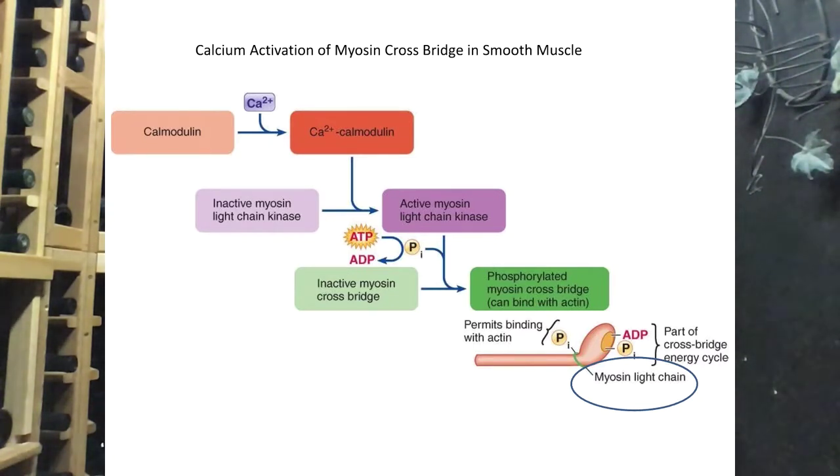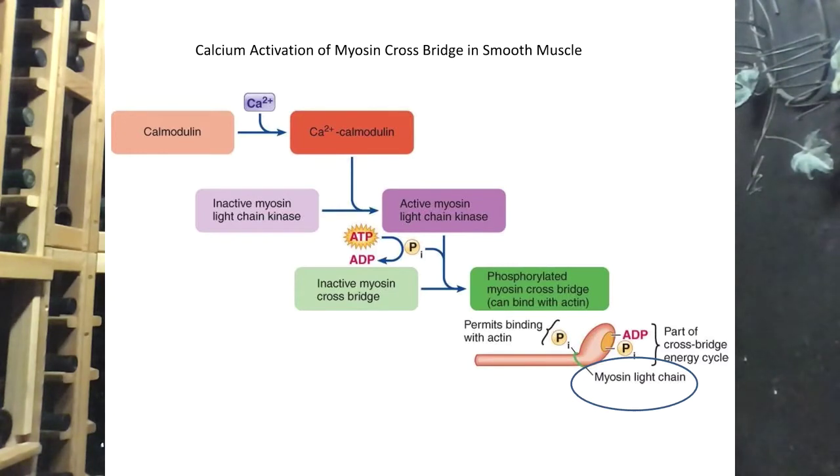So I kind of went through that flowchart backwards. Let's do it forward. So again, calcium enters the cytoplasm from the extracellular fluid and the SR. Most of it's coming from the extracellular fluid. It binds to calmodulin that's already in the cell. That combination then activates the myosin light chain kinase, an enzyme.